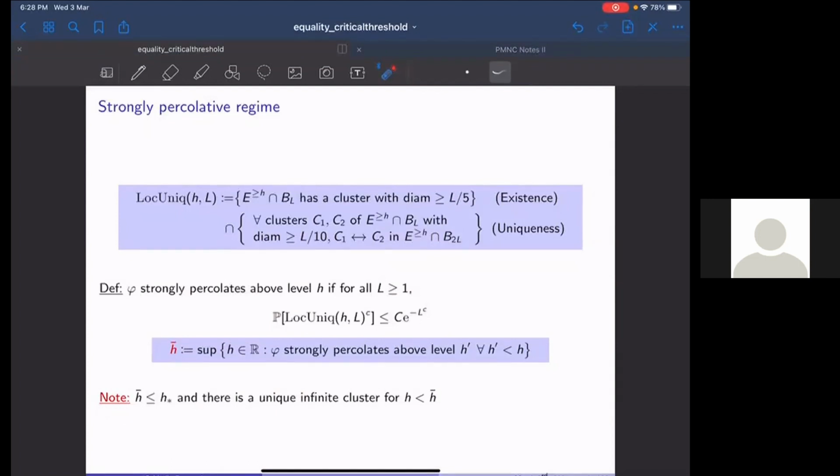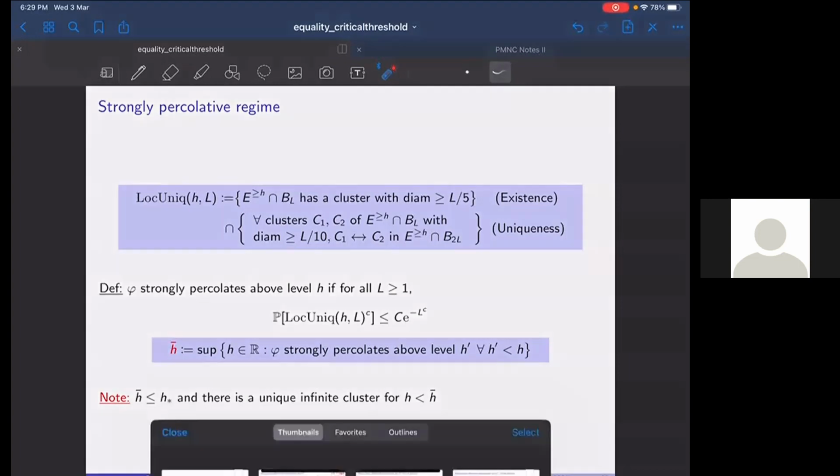In fact, that's a nice exercise for when you're about to leave. It doesn't only imply existence. I gave you the proof of that, but it also gives you a proof that you have a unique cluster. So if you later manage to prove that H bar equals H star, we will have proved the uniqueness. And proving uniqueness for H below H bar is, I claim, easy, if you have understood the argument I just presented. You can try that.